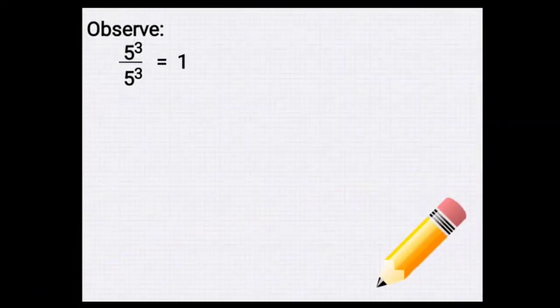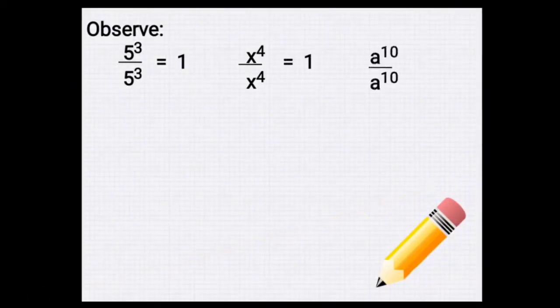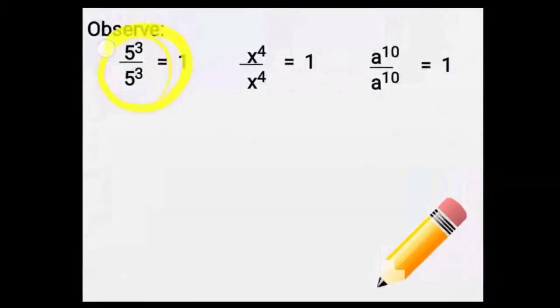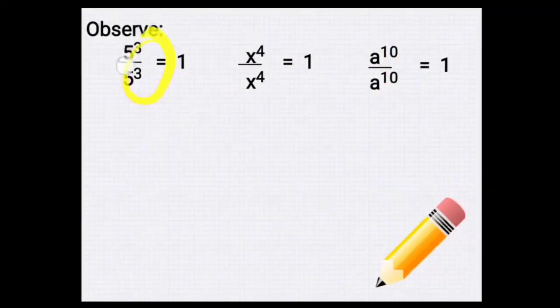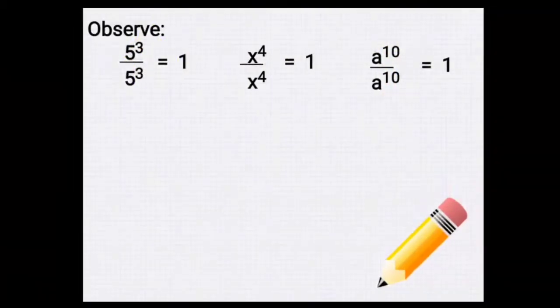Now, let's observe the following expressions. 5 cubed divided by 5 cubed is equal to 1. x to the 4th divided by x to the 4th is equal to 1. a to the 10th power divided by a to the 10th power is equal to 1. What have you noticed? The expressions have the same bases, and they also have the same exponents. In that case, your answer should be equal to 1.